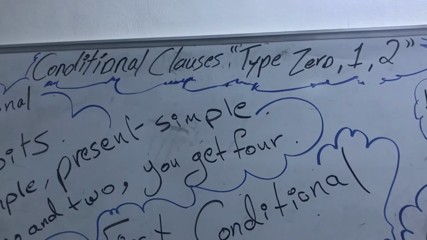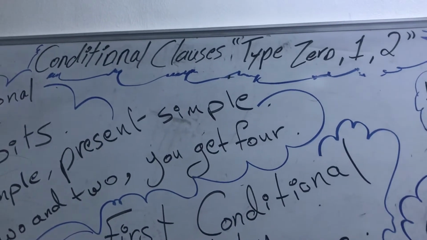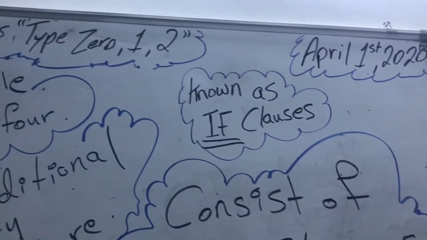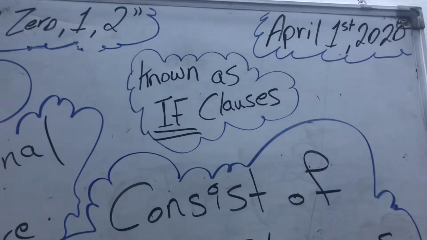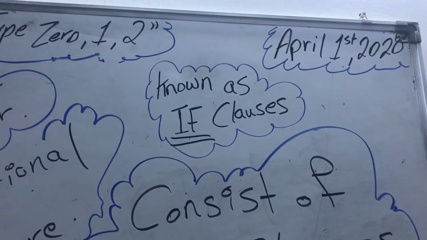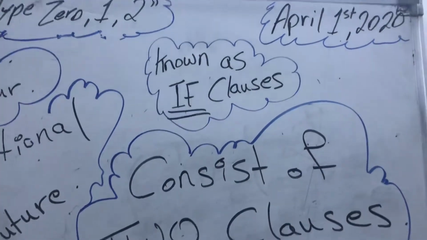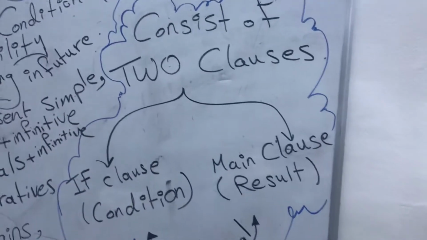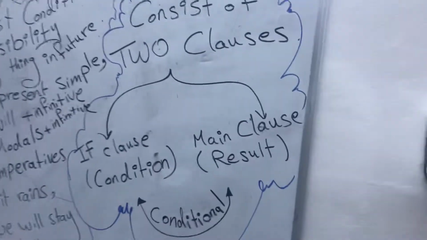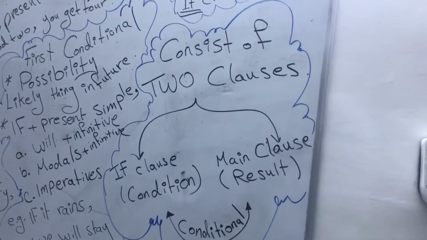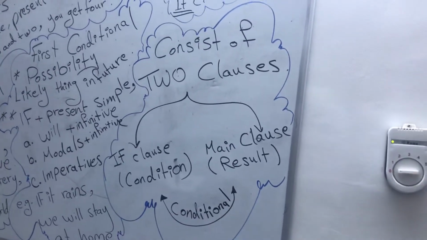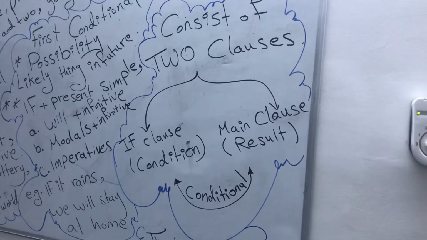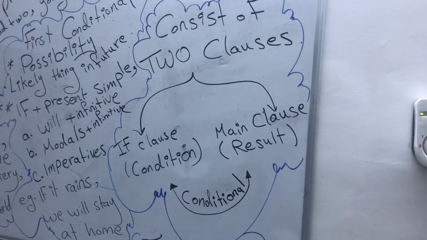Conditional clauses means الجمل الشرطية. They also could be called or known as if clauses, اللي هي جمل إذا أو جمل لو. And these clauses consist of two parts, two clauses. The first one is the if clause, which is the condition, الشرط اللي احنا بدنا نقوم فيه. And the main clause اللي هي the result, which is النتيجة.